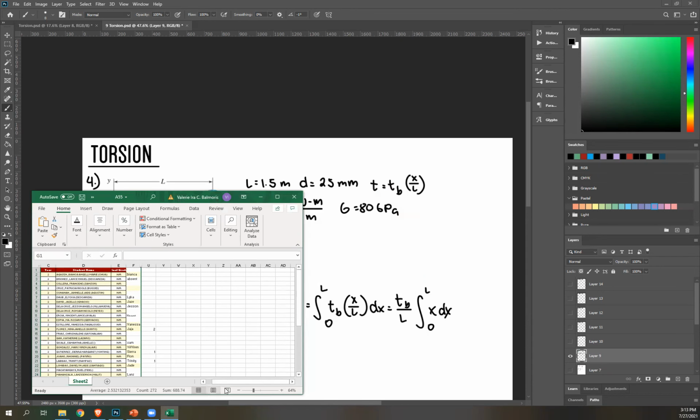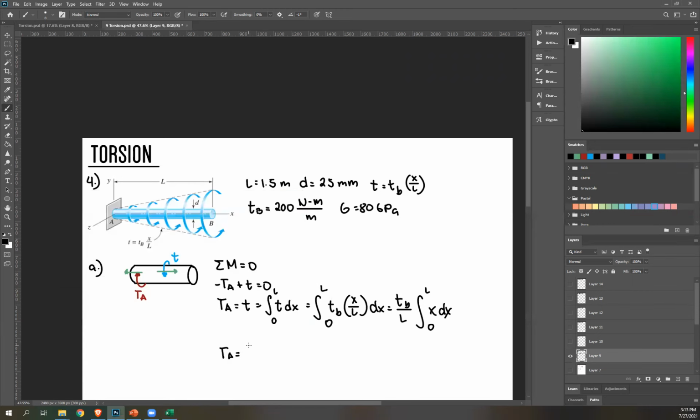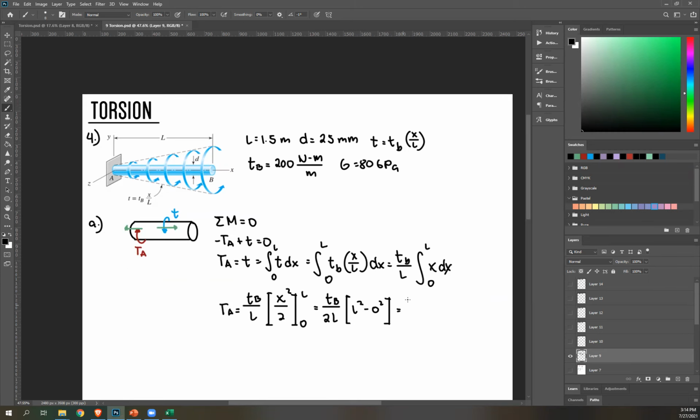Correct, it's x squared over 2. So this is T sub B over L, x squared over 2, and then evaluate from 0 to L. And then that is T sub B over L, L squared over 2. So we can factor out 2, right? So this becomes T sub B over 2L, and then L squared minus 0 squared. And then finally, this is just T sub B, L over 2, since L cancels out.